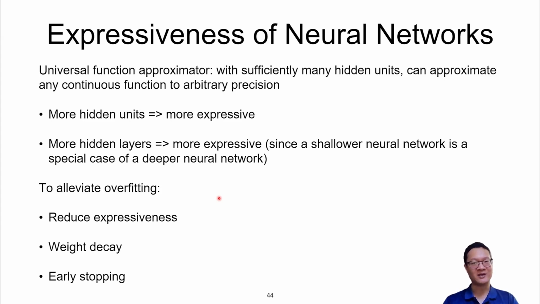So why neural networks? Well, one of the motivations was that we wanted to learn the features instead of directly picking fixed features. Another motivation is the expressiveness of neural networks, and we have shown that a neural network with just one hidden layer and sufficiently many hidden units in that hidden layer is actually a universal function approximator. It can approximate any continuous function to an arbitrary precision. And we did one example to show exactly that. In general, more hidden units and more hidden layers will give us more expressive neural networks.